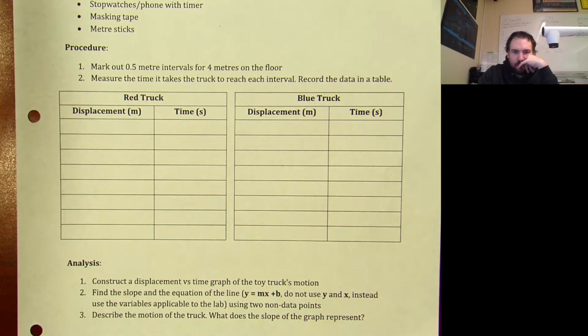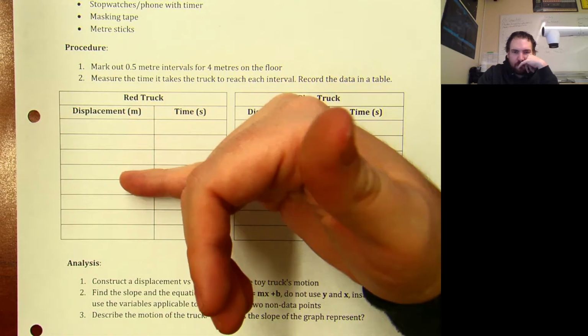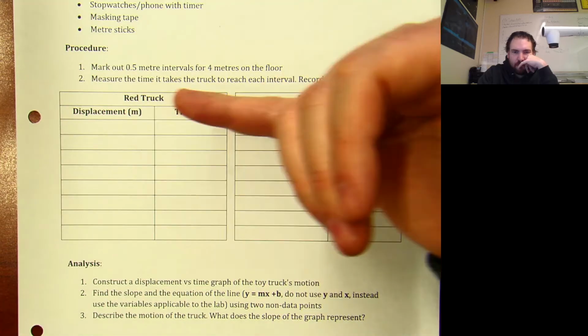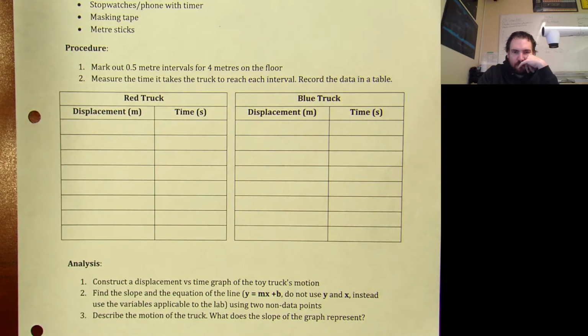This is not a formal lab write-up. We'll get you doing a formal lab write-up later, which means you would do all this write-up yourself. But for this one, I've built it for you. You're going to write down how far the truck has gone at half-meter intervals, 0.5, 1, etc., down the table, for the red truck and the blue truck. And then once you've recorded your data, you're going to graph all of this in one graph.